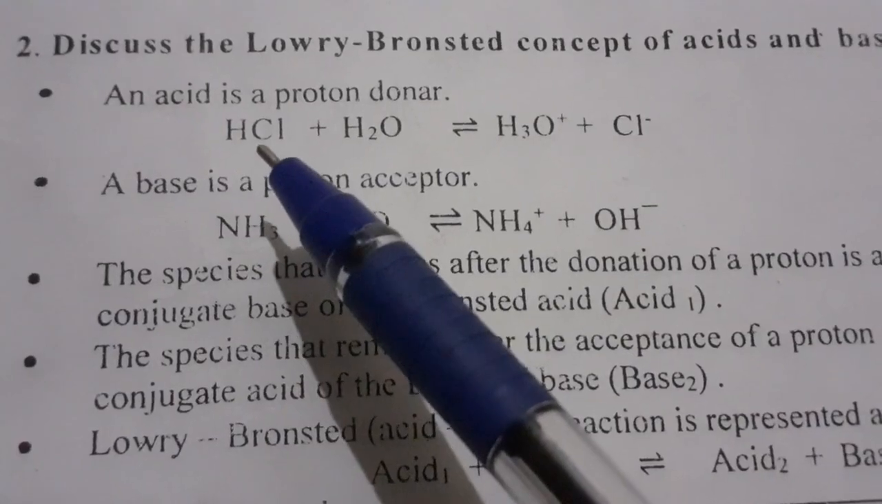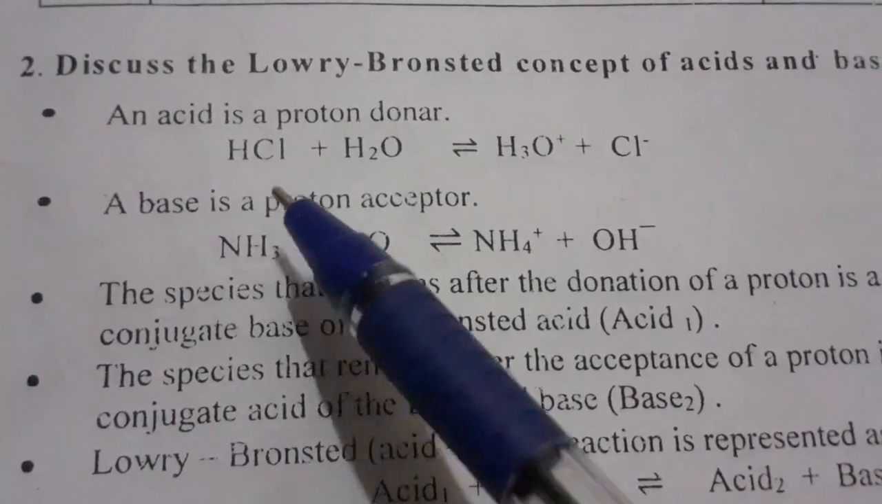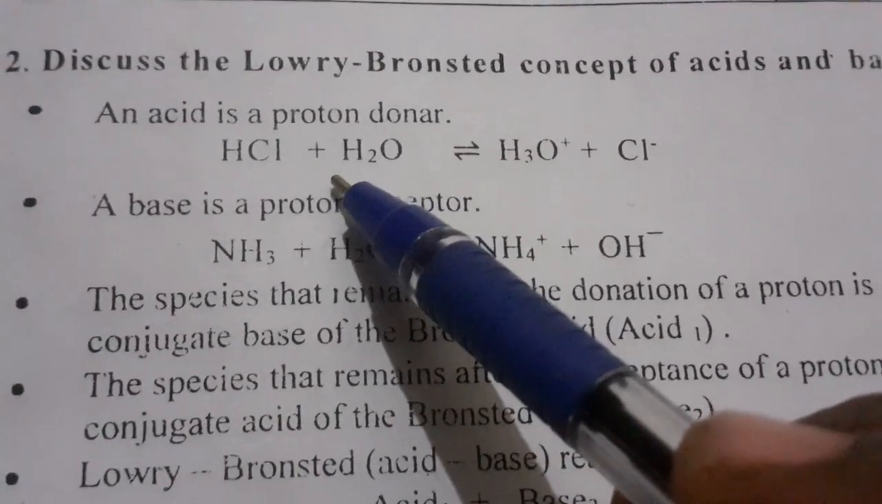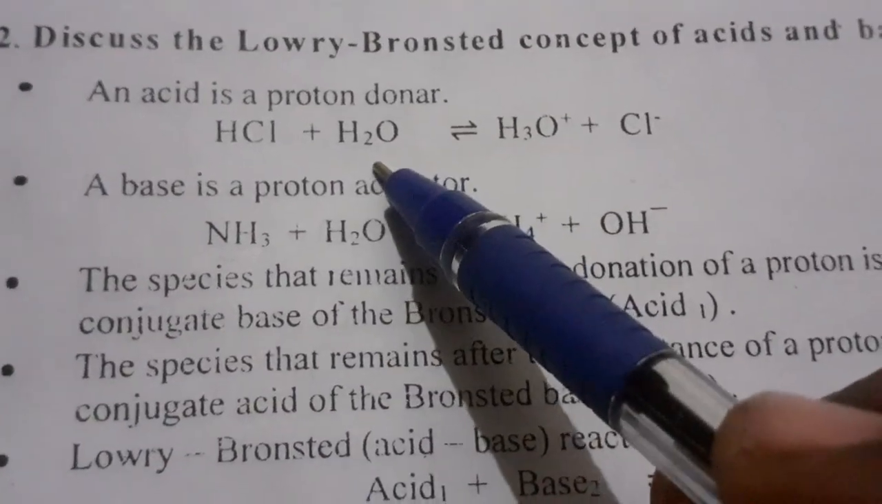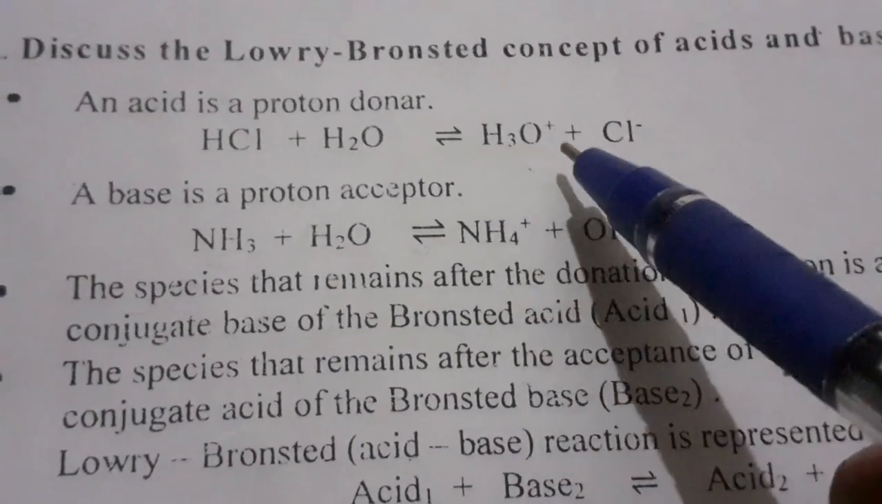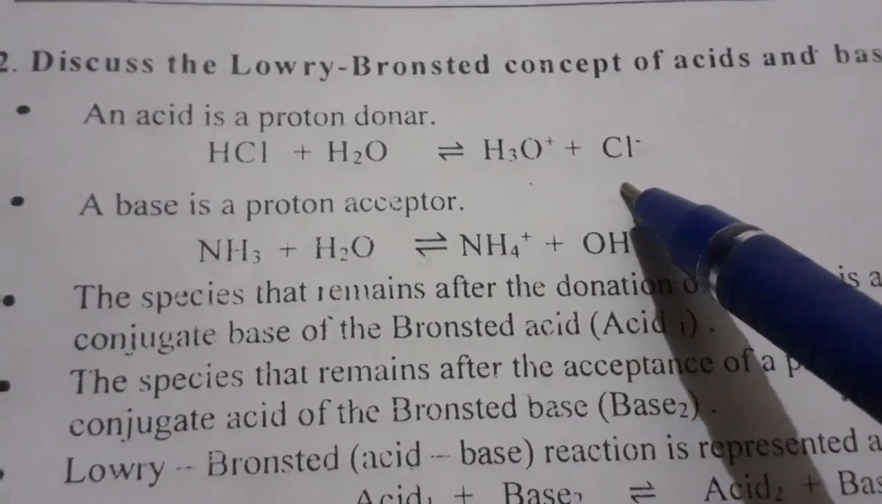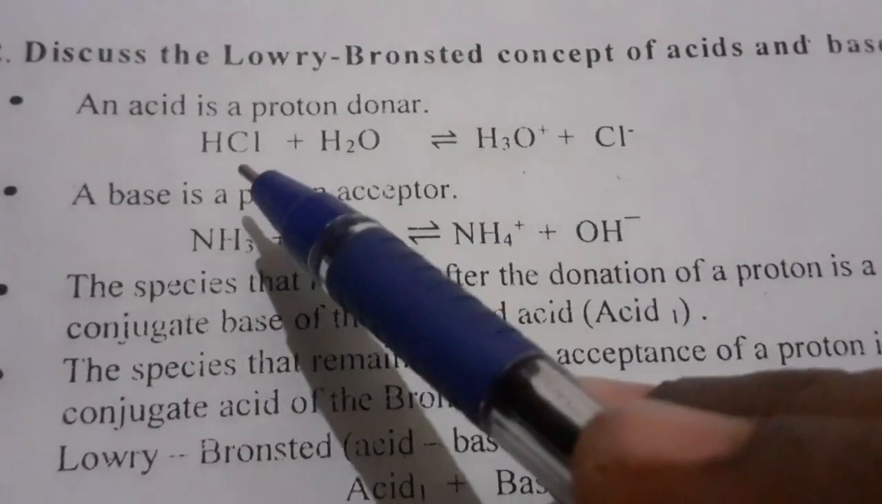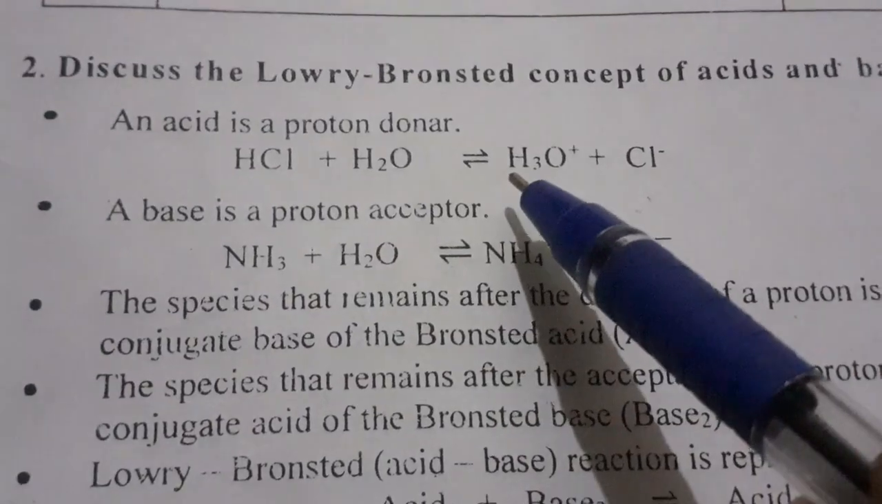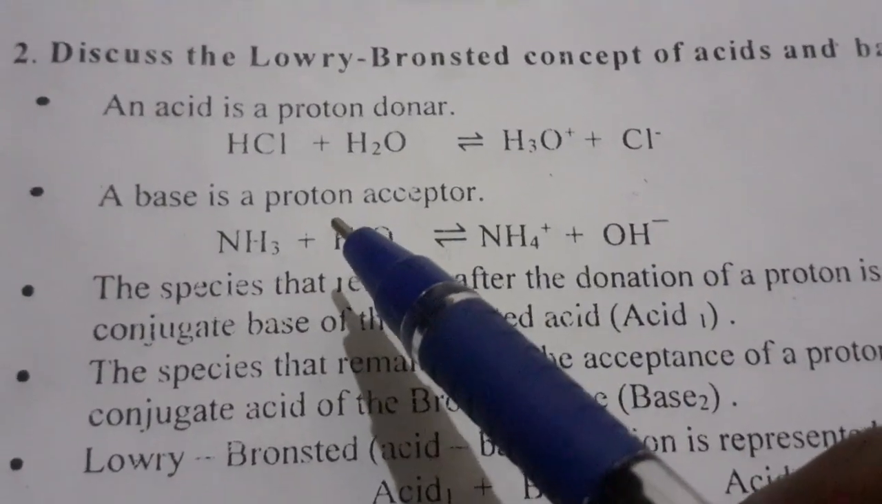So look at this example. Hydrochloric acid is an acid. So when this hydrochloric acid reacts with water, it gives hydronium ion, that is H3O plus ion, plus Cl minus ion. Here, a hydrogen is donated from acid to the water. Okay, next, what is base?